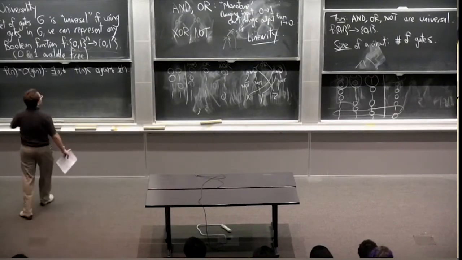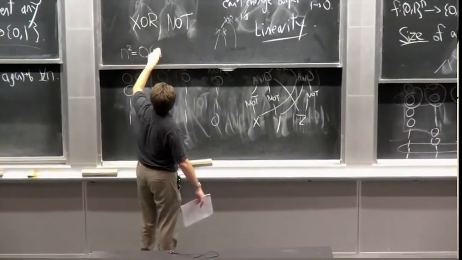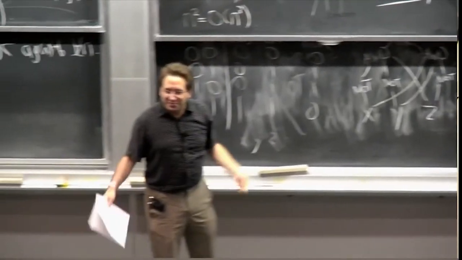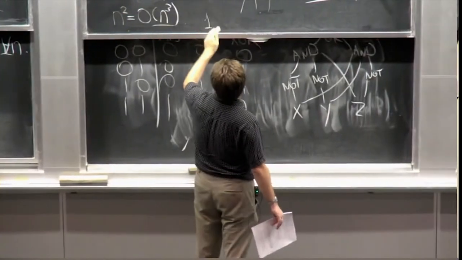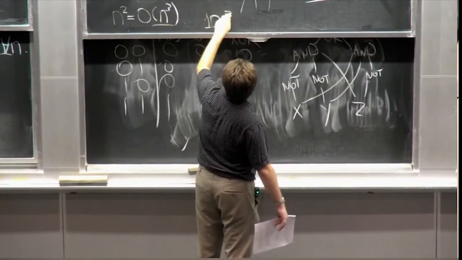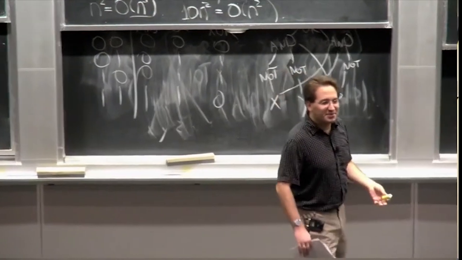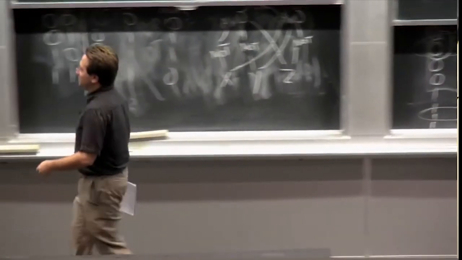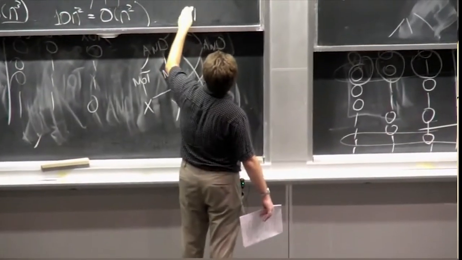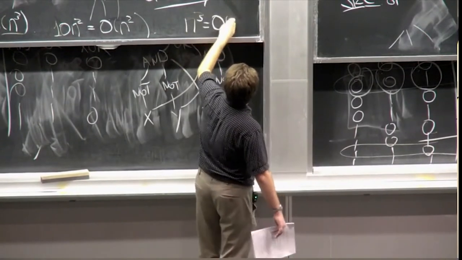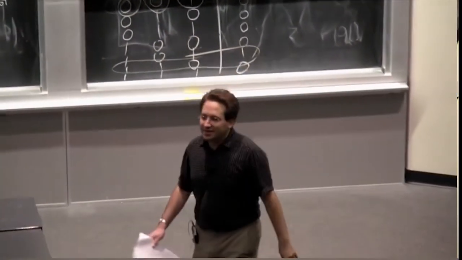For example, we could say that n squared is big O of n cubed. This grows faster than this does. We could even say that ten n squared is big O of n squared, because we don't care about the 10. That can just be absorbed into this constant a here. But it is not true that n cubed is big O of n squared.